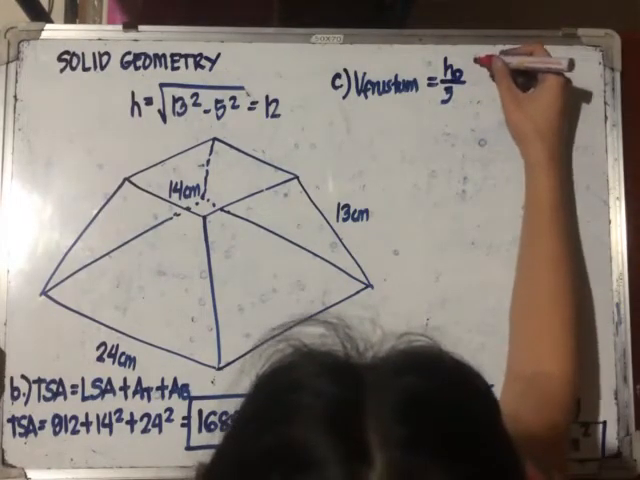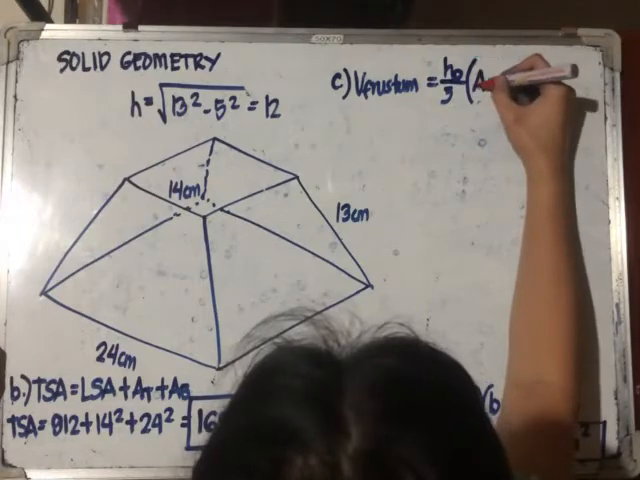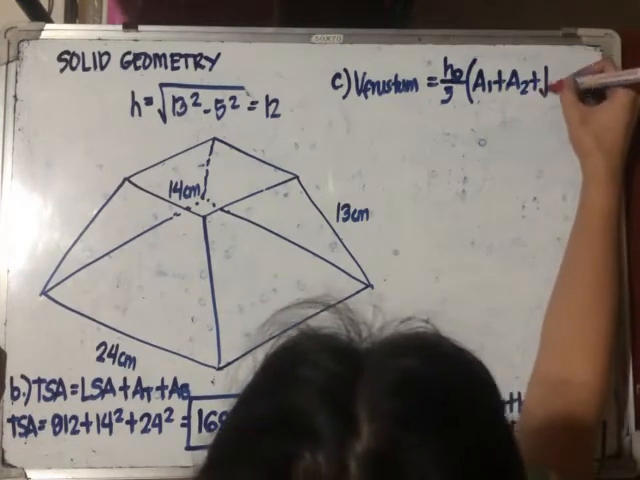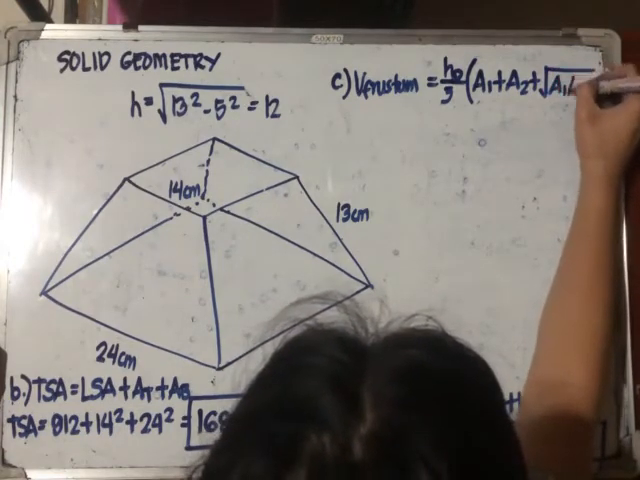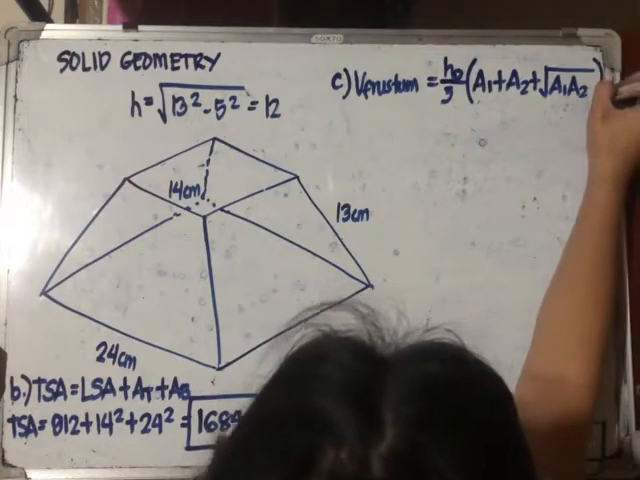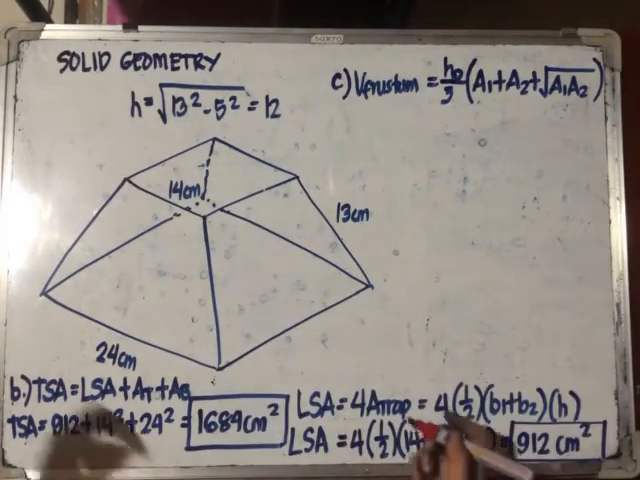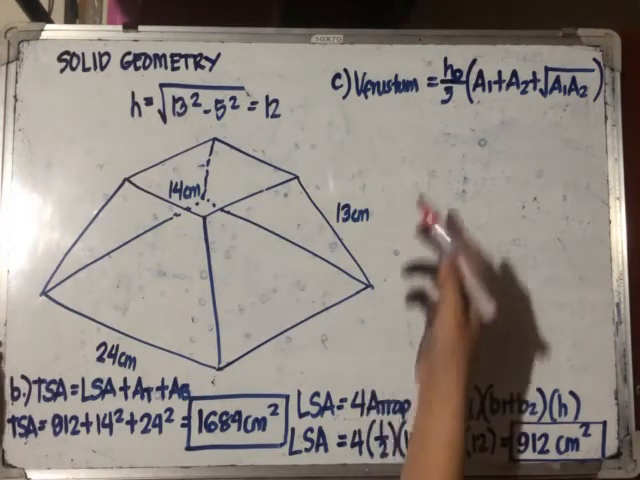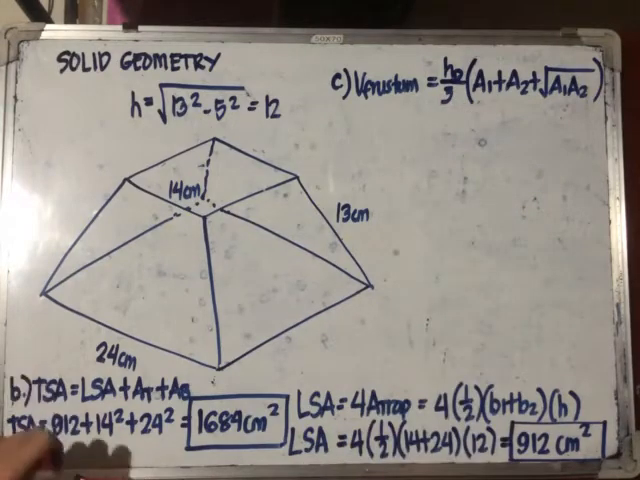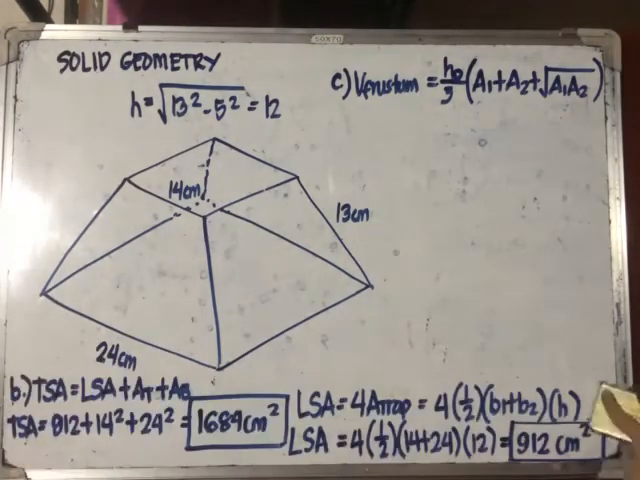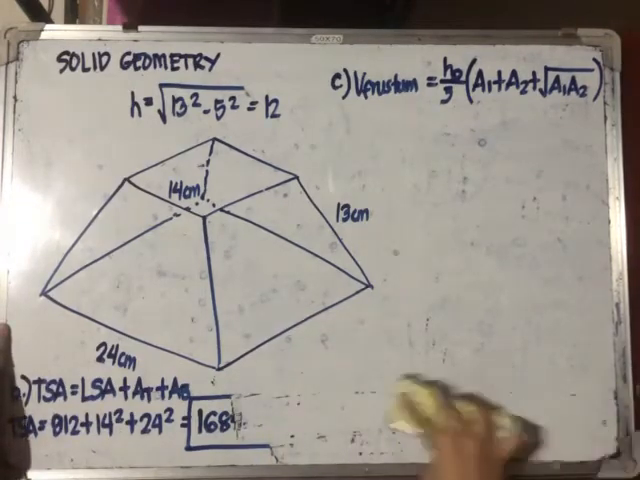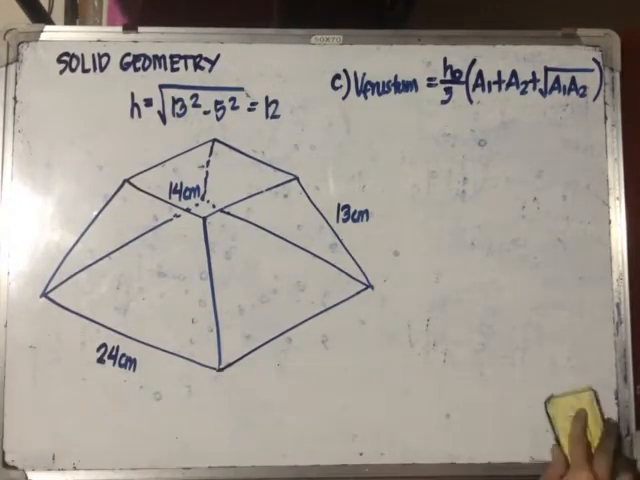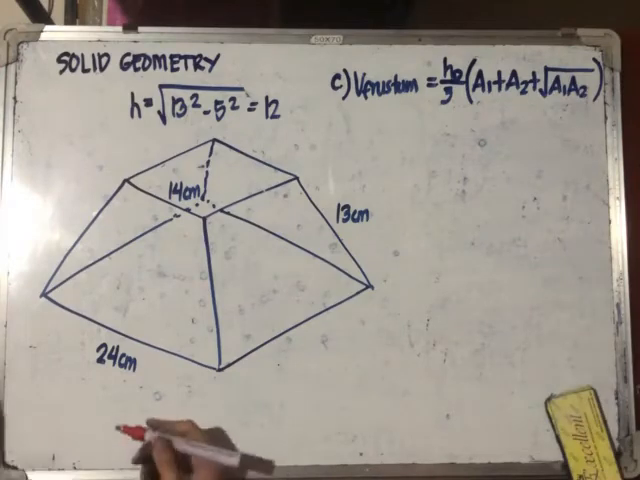How do you compute for that volume? That's H over 3. Let me have it as H sub O again, so as not to confuse you with the other H that we have already computed kanina na 12. So that's H over 3 times (A1 plus A2 plus the square root of A1 A2), wherein your A1 and your A2 are the top and bottom areas. Okay? We need to identify properly what is H sub O. H sub O is the distance between the bases.